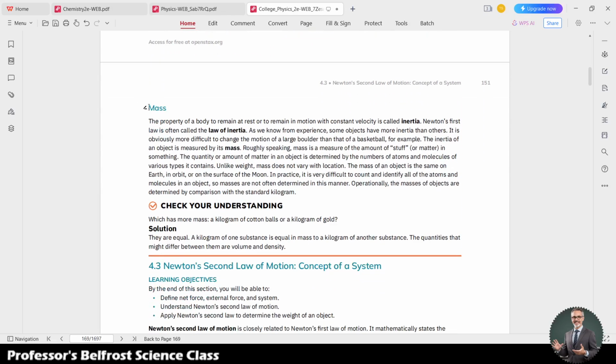Okay, now we are considering the mass, and mass is one of many important units in physics. So the property of a body to remain at rest or to remain in motion with constant velocity is called inertia. And Newton's first law is often called the law of inertia. As we know from experience, some objects have more inertia than others, which means it is more difficult to change the motion of a larger boulder than that of a basketball, for example, because it has larger mass. So the tendency of something to be more difficult to move is described by inertia. Mass is a measure of the amount of stuff in something.